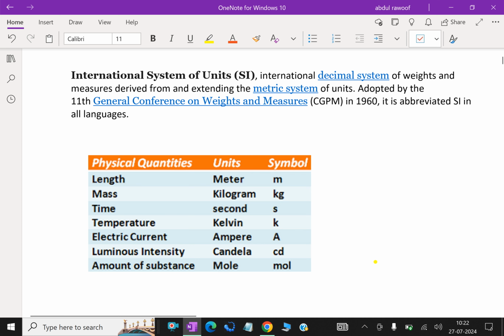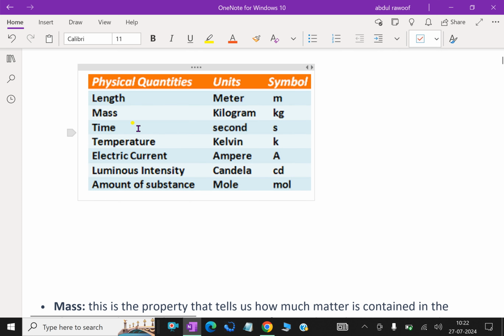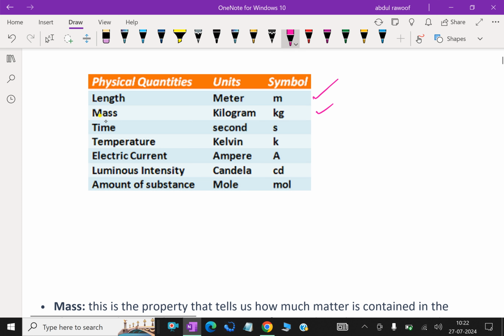Now, some basic SI units. Here, the length. Its unit is meter, symbol m. Mass, kilogram, that's kg. Time, second, symbol is s. Temperature, Kelvin, symbol K. Electric current, ampere, that is capital A. Luminous intensity, candela, symbol is cd. Amount of substance, mole, the symbol is mol. These are the basic physical quantities.